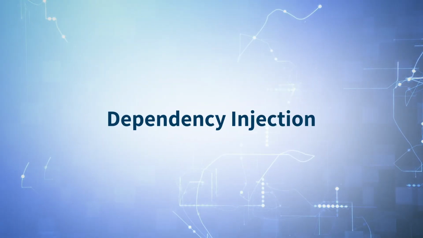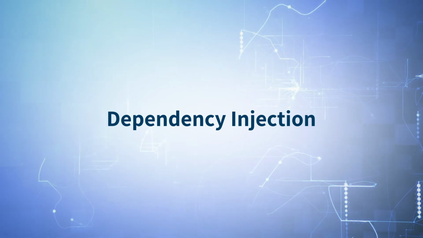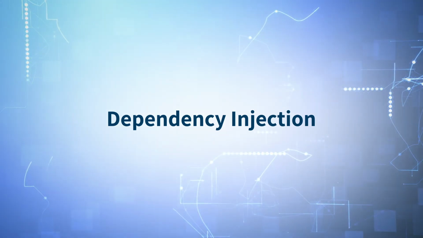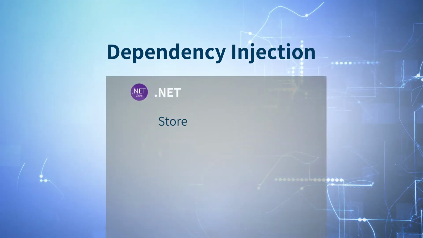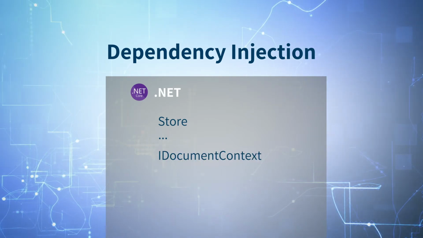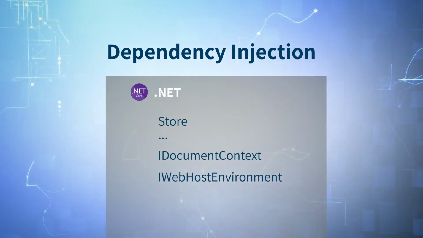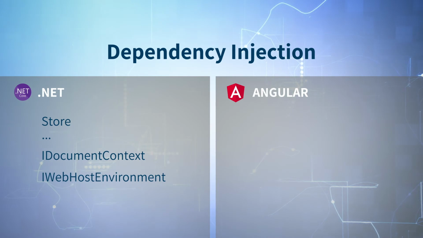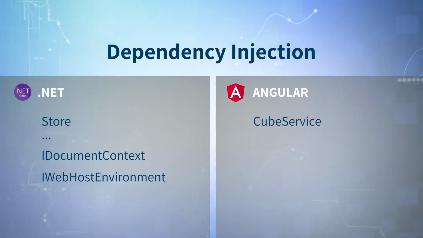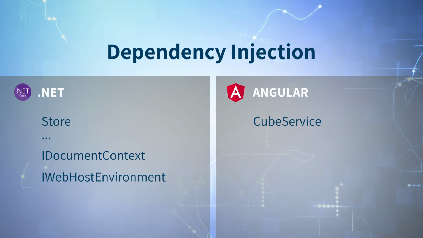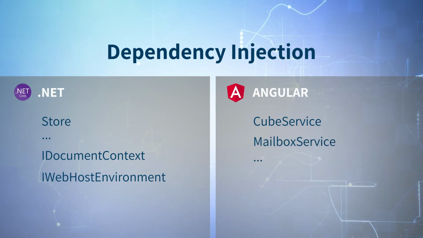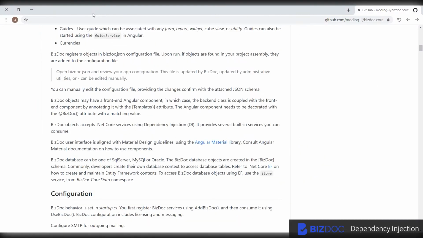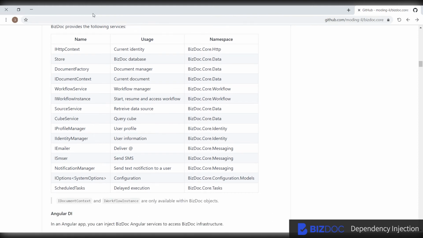A behavior common to both Angular and .NET is the use of dependency injection. A backend component can consume, for example, the store service to access the database. In the same manner, it may consume any registered service provided by .NET. An Angular component on its end may consume, for example, the cube service to query the BizDoc cube and present data as a chart. In the same way, it may consume common services, such as the HTTP client. For the complete list of available services, consult the documentation.